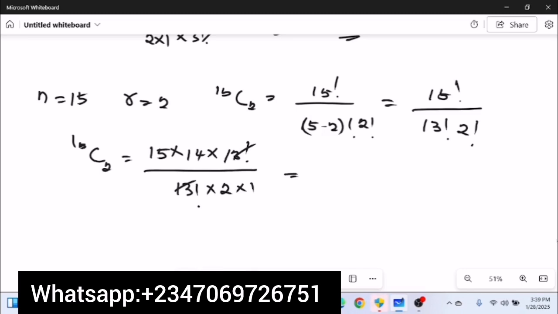And that simply gives us 210. So you have 210 all over 2. 210 divided by 2 simply gives us 105. So which means you have 105 ways. So it means that 2 prefects can be selected from a class of 15 students in 105 ways. Let's get more examples.